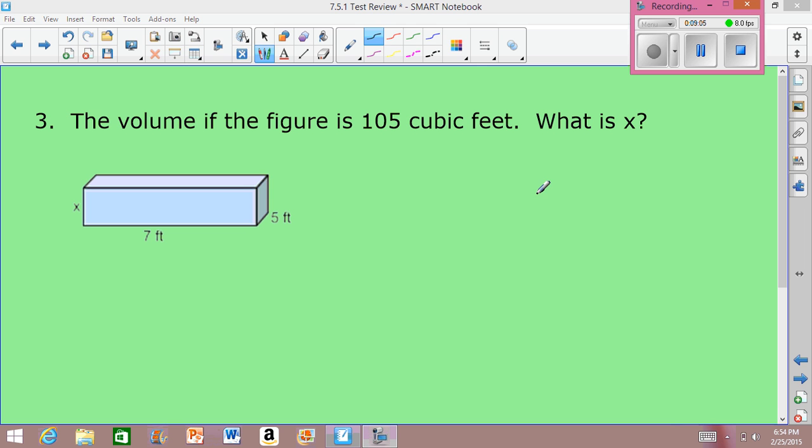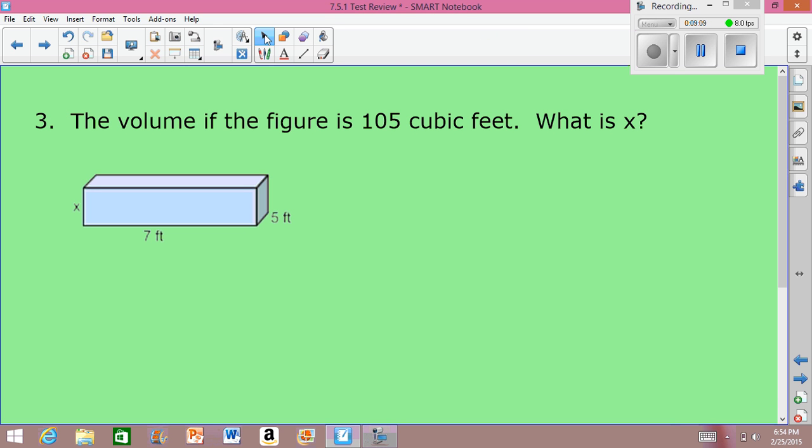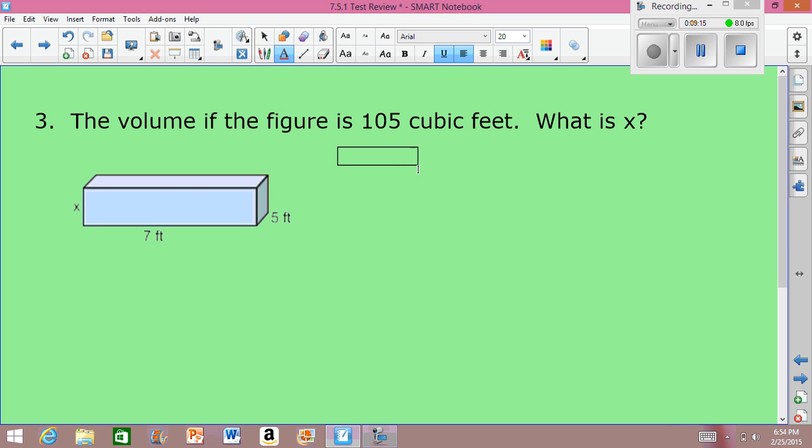All right, moving on to number 3. It says that the volume of the figure is 105 cubic feet. What is the value of x? So we got to start with our formula that we always love to start with. Volume. Hold on just one second. Let me get it to where we can get our formula. Volume equals big B times H.